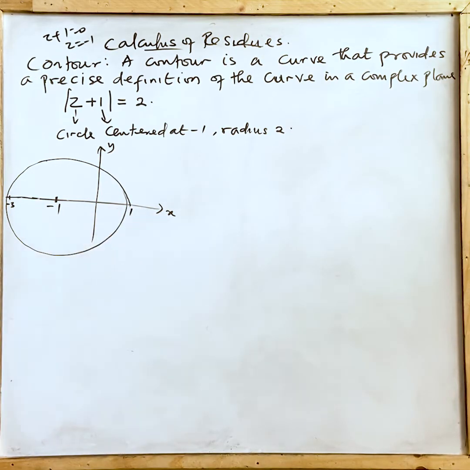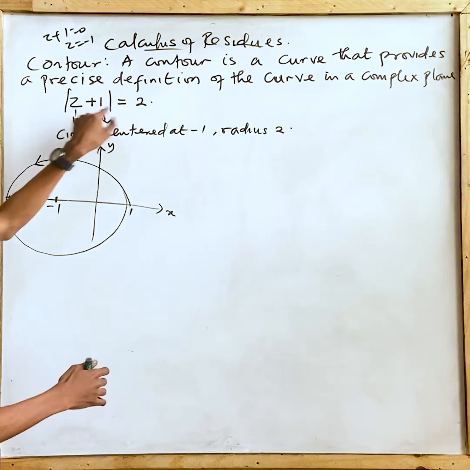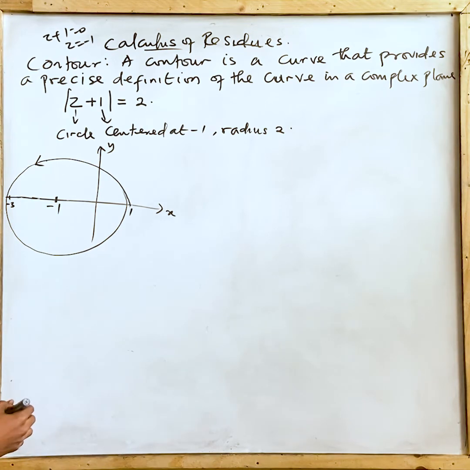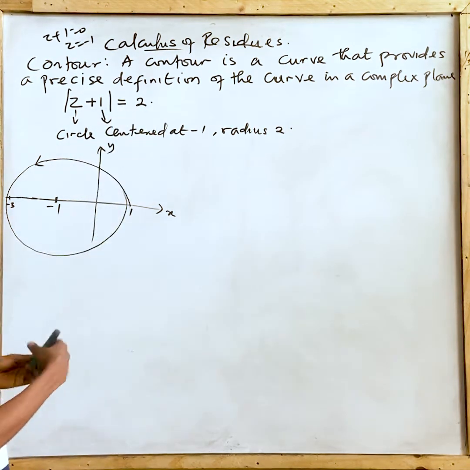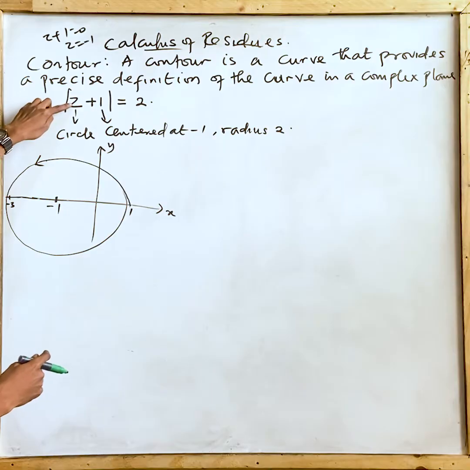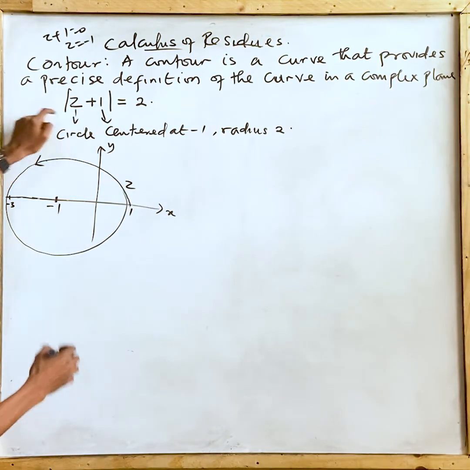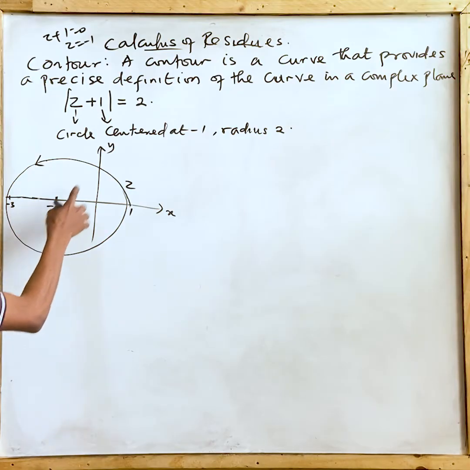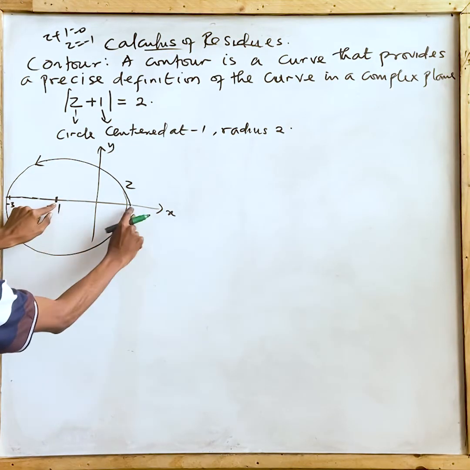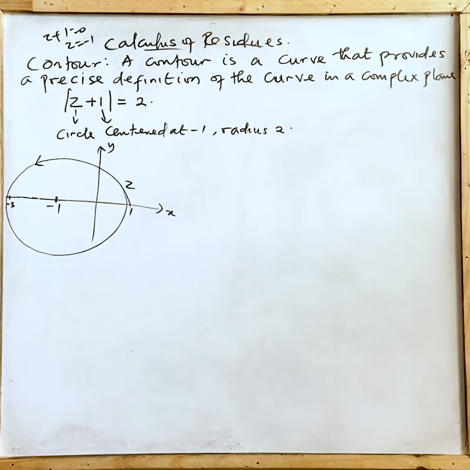This is 1. So this curve is what we call a contour, a path that describes a function in a complex plane. So this means that z is a curve centered at minus 1. That is, minus 1 will be the center. The radius will be 2. From here to here is 2, from here to here is also 2. So that is a contour.